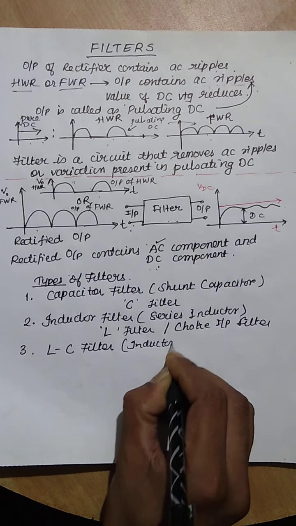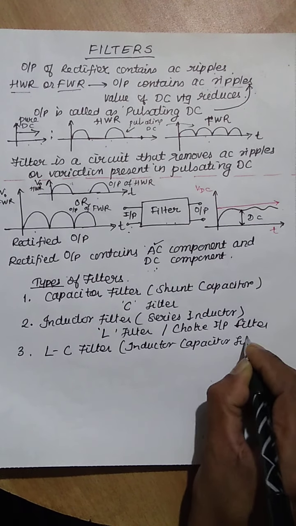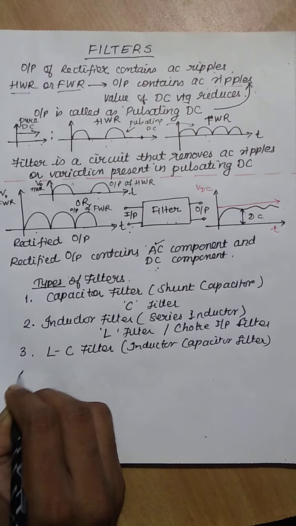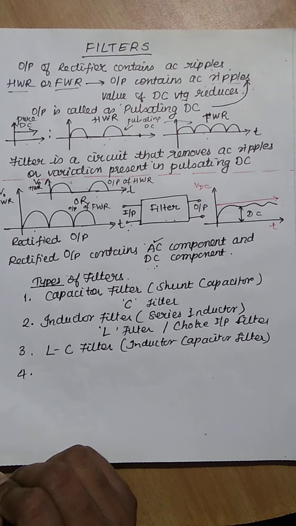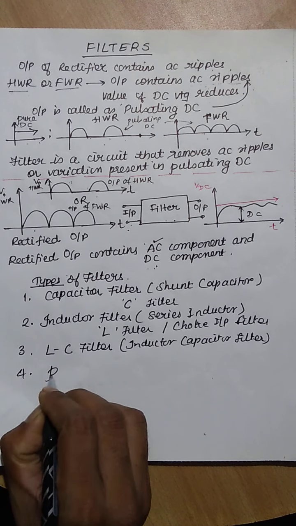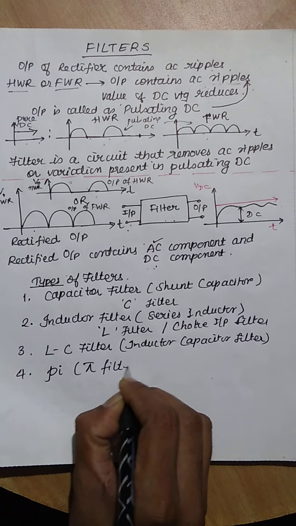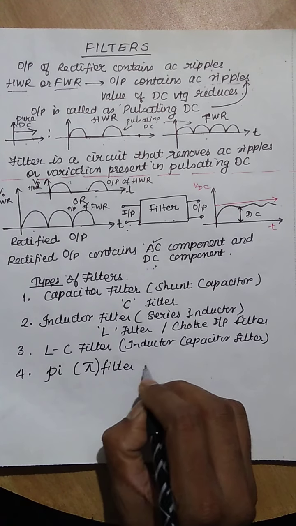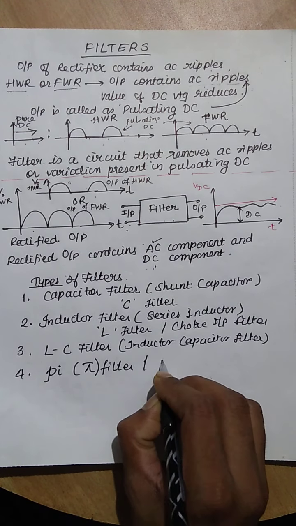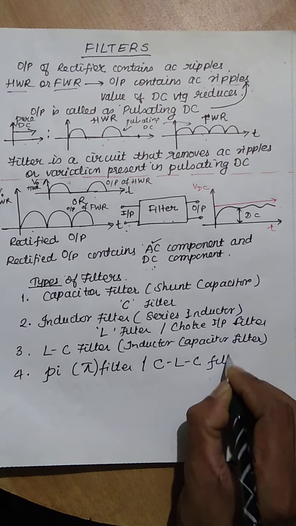inductor capacitor filter. And fourth, again a combination of two capacitors and inductor, it is a pi filter, or we can say CLC filter.